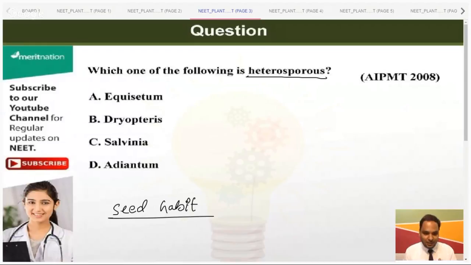Now come back to the main question here. The answer is absolutely right, as you people said. Heterospory developed in Salvinia. The heterosporous plant is basically Salvinia, because Equisetum, Dryopteris, and Adiantum are all homosporous.